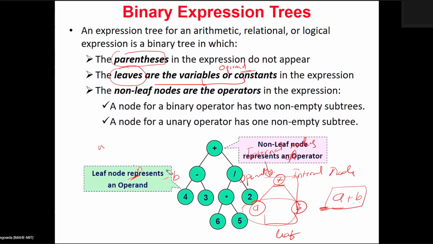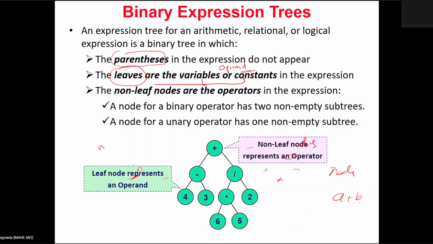So this is an example for the expression tree. If you look at this example, these are all nothing but the internal nodes, non-leaf nodes. These nodes represent the operators. And these, 4, 3, 6, 5 and 2, are nothing but the leaf nodes over there.